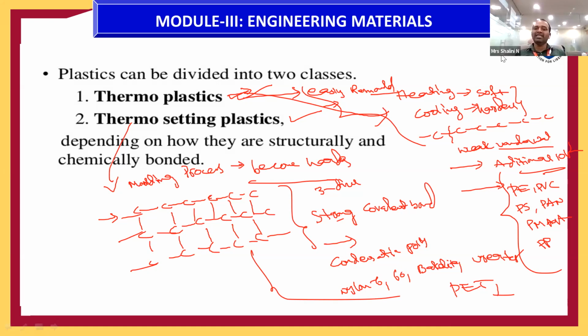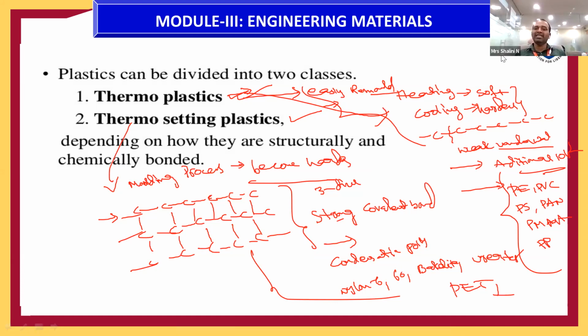Now you can explain the difference between thermoplastics and thermosetting. Thermoplastics: heating, soften; cooling, harden. Thermosetting: after molding, harden, and we can't soften it. Thermoplastics are prepared by addition polymerization. Thermosettings are prepared by condensation polymerization. In thermoplastics, long chain hydrocarbons are present. In thermosetting, three-dimensional crosslinks of hydrocarbons are present.